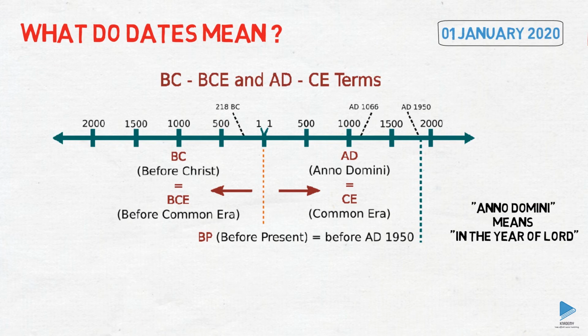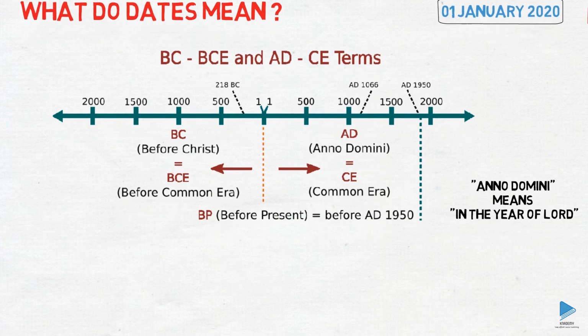CE and BCE are also used instead of AD and BC. The letters CE stand for Common Era and BCE stands for Before Common Era. We use these terms because the Christian era is now used in most of the countries in the world. In India, we began using this form of dating from about 200 years ago. Also, sometimes the letters BP, that is before present, are used.